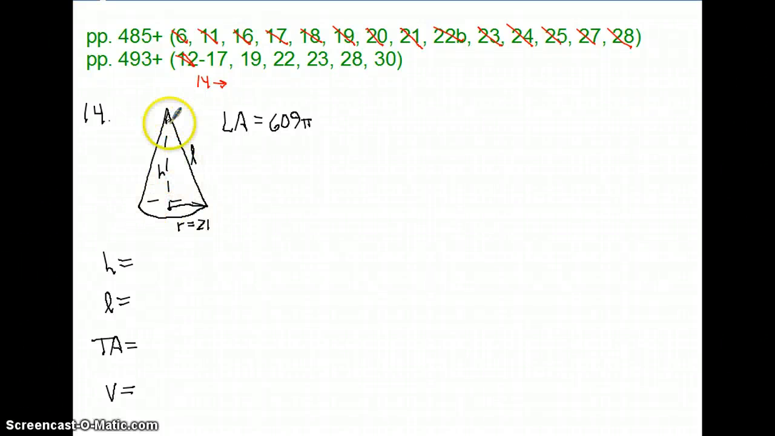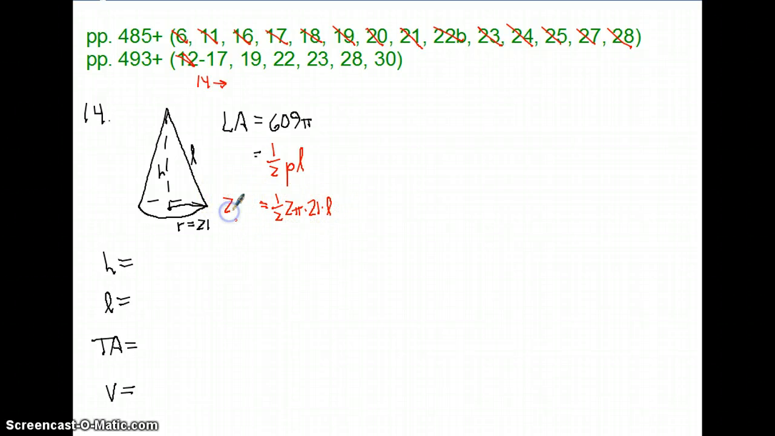Alright, I don't know if I need to keep drawing this cone every time, but it's pretty good because you get to see H, R, and L in the big right triangle. They tell you on this one that the lateral area is 609 pi. That's half times P times L, which here is half times the circumference of the circle. And I know the radius is 21. So when I use this, I'll be able to find L.